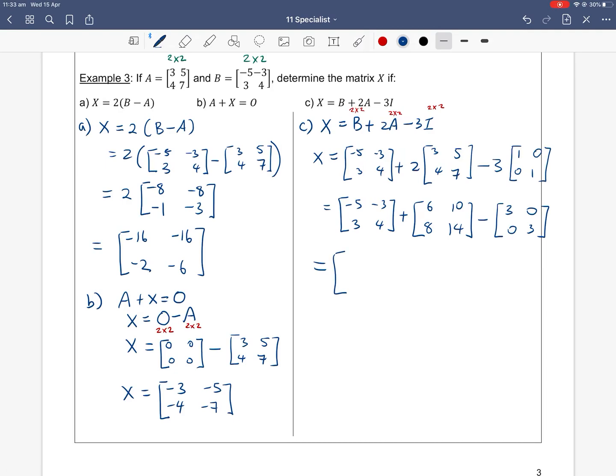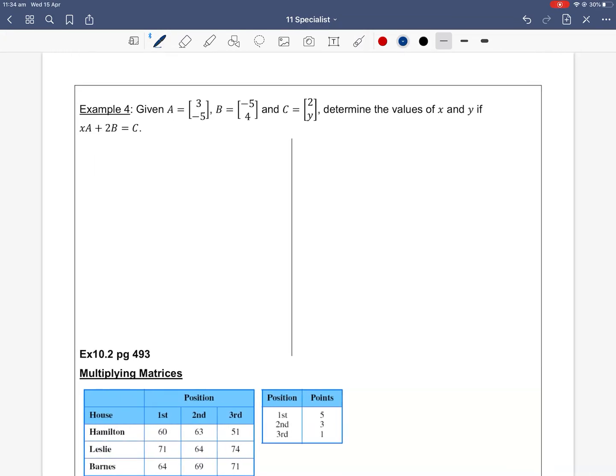So if I add the first two matrices, -5 plus 6 is a 1. -3 plus 10 is a 7. 3 plus 8 is 11. 4 plus 14 is 18. Then I'm going to subtract 3, 0, 0, 3. So 1 take 3 is -2, 7 take 0 is 7, 11 take 0 is 11, and 18 take 3 is 15, and we're done. In another video, I'll show you how to type all this into your graphics calculator, and how to subtract and add matrices in your graphics calculator as well. But for now, let's turn over to example 4.